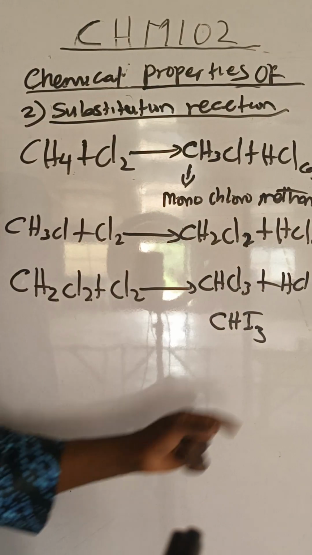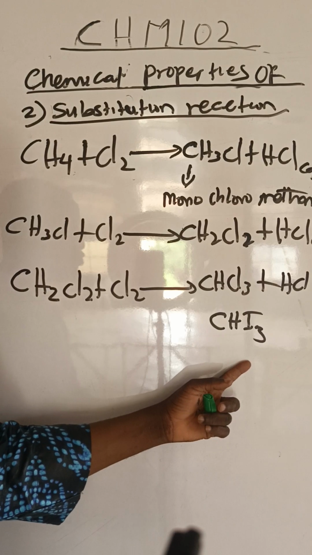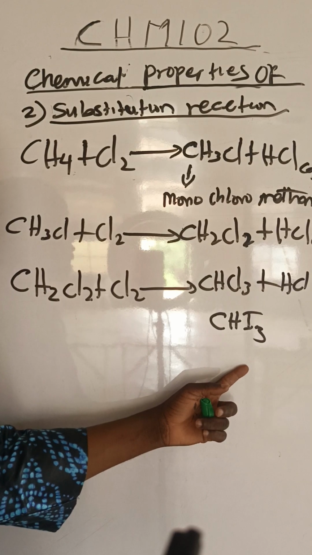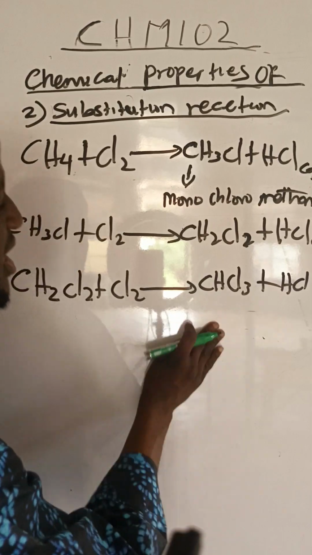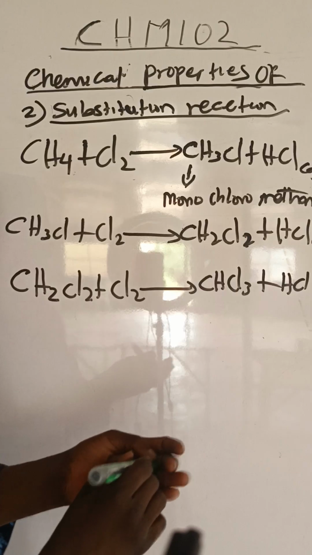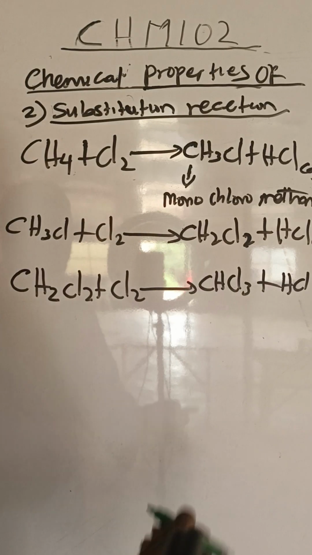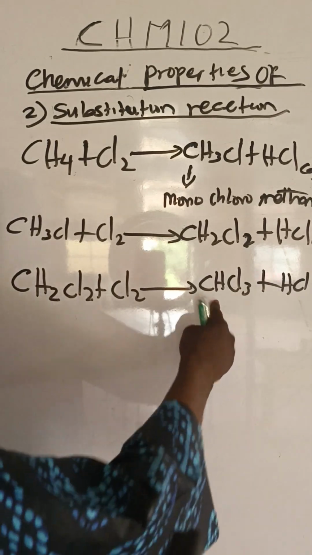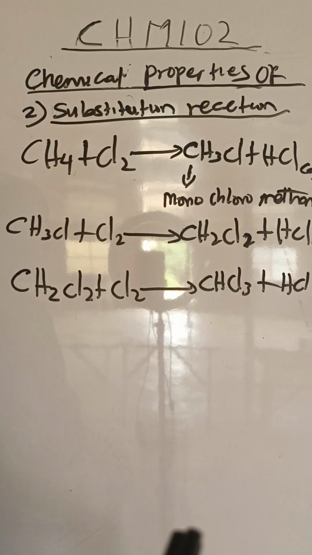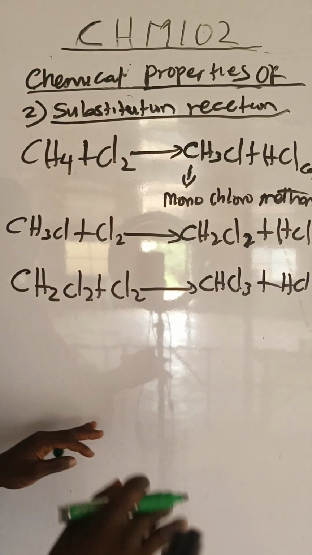Let's assume I use CHI3. This one will be triiodomethane, or iodoform. But because we are using chlorine, that is why we call it trichloromethane or chloroform. Now let this undergo further reaction. It will displace all the hydrogen atoms again. And once we cannot see any hydrogen atom again, the reaction will not proceed.